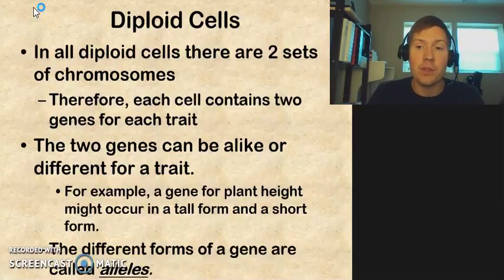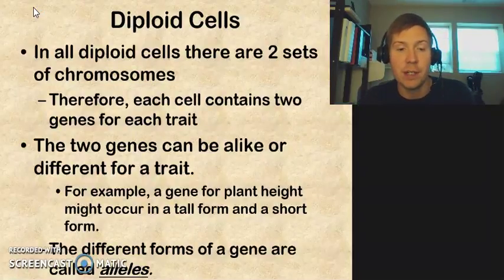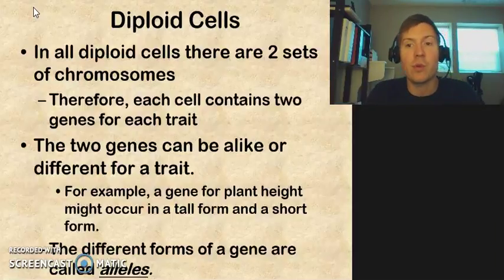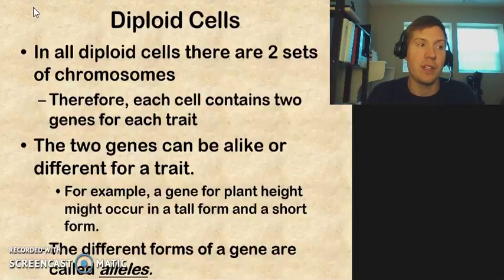These different forms are called alleles. So an allele is a form or a version of a gene. Like you could have the allele for tall plant height or short plant height. Maybe you have the allele for yellow seed color or green seed color.